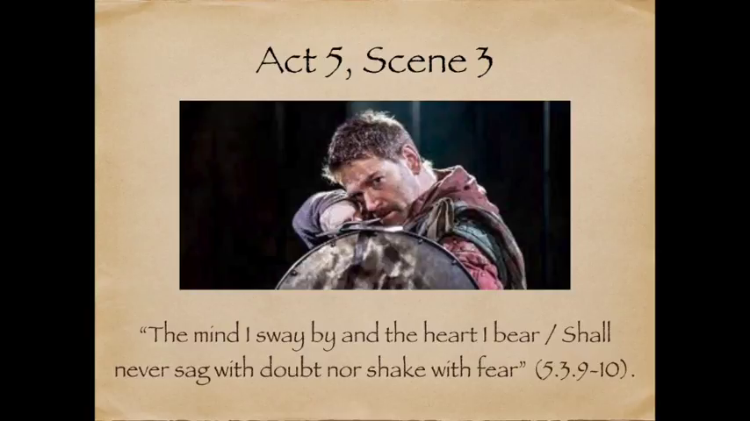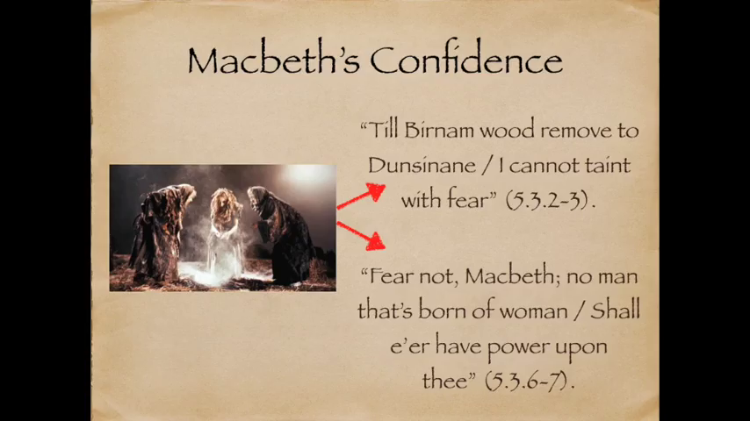In Act 5, Scene 3, Macbeth reveals his complete confidence despite the reports of the English army on the march and the false Thanes abandoning him to fight for Malcolm. The mind I sway by and the heart I bear shall never sag with doubt nor shake with fear. Macbeth is confident because of the witch's prophecies. Till Birnam Wood removed to Dunsinane, I cannot taint with fear. Fear not, Macbeth, no man that's born of woman shall e'er have power upon thee.